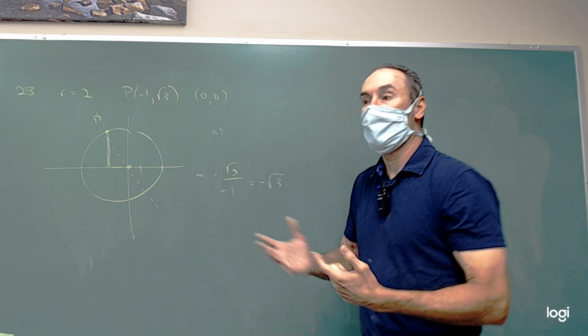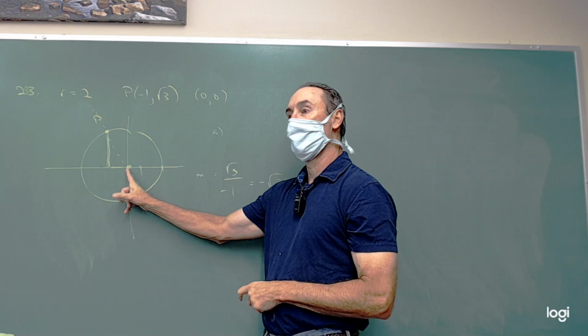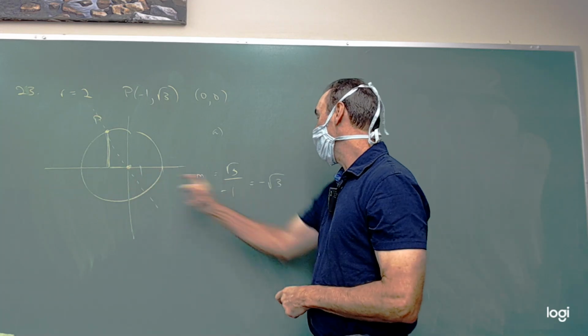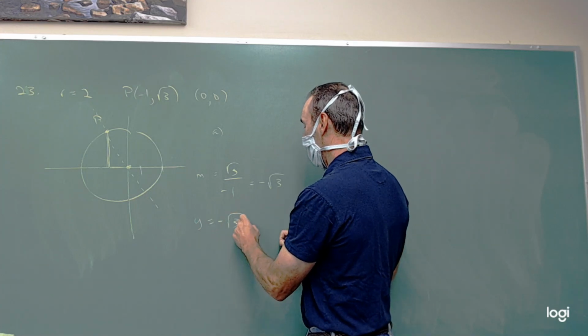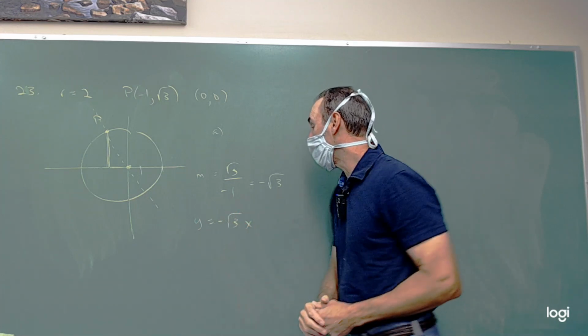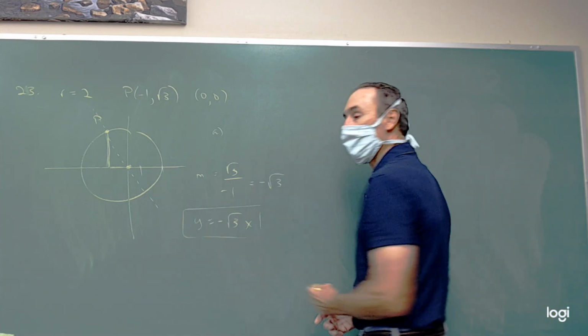Now, we can choose either point, but let's make our life easy because one of these is the y-intercept. So now we have B and M. So it's going to be negative square root of 3 times x plus 0. And that's the answer to part A. Okay?